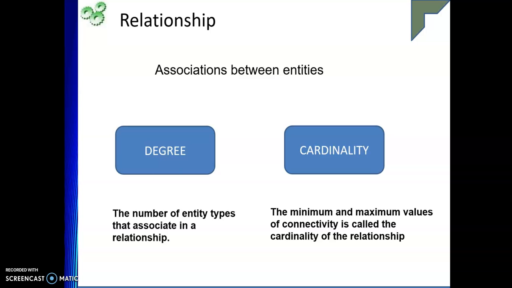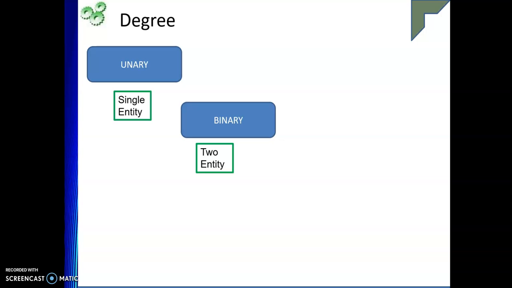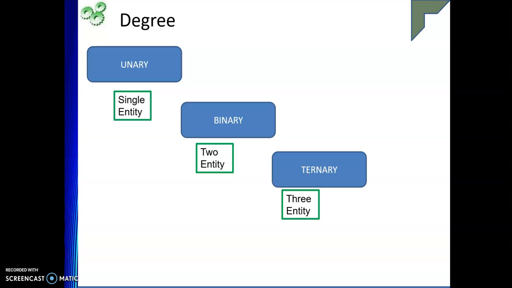Please understand, when you talk about the number of entities, it can be one, it can be two. I will show you in the next slide also. So cardinality will be associated with each level of degree. For degree, we have unary, where only one entity is associated in the relationship. Then we have binary, where two entity types are associated, so we call the degree two. Then we have ternary, where three entities are associated, and the degree is three. Similarly, we have n-ary, where there are n entities and the degree itself is n.